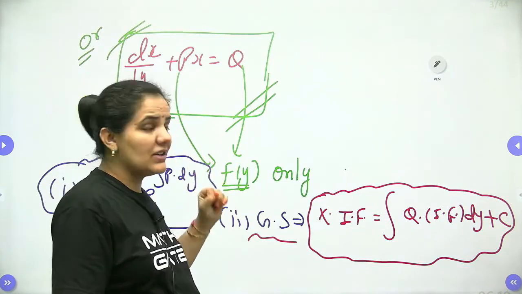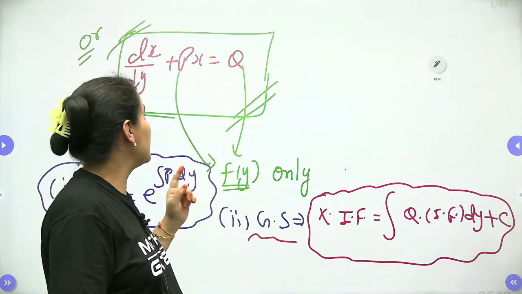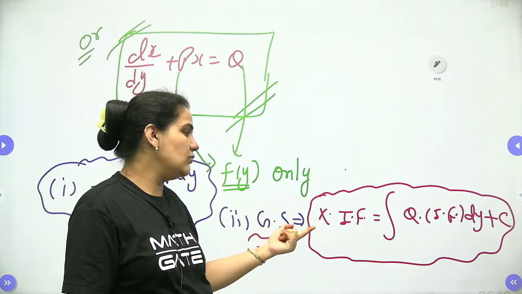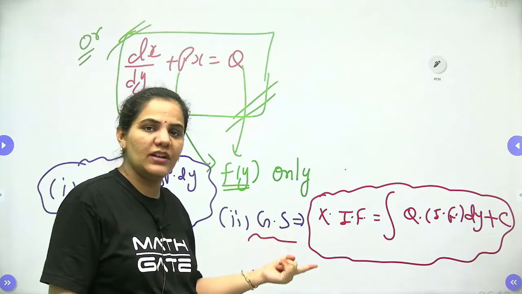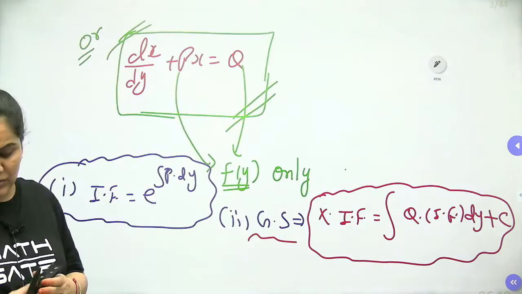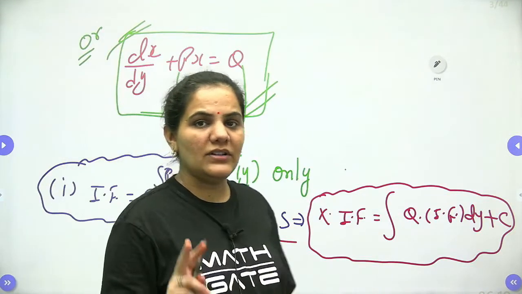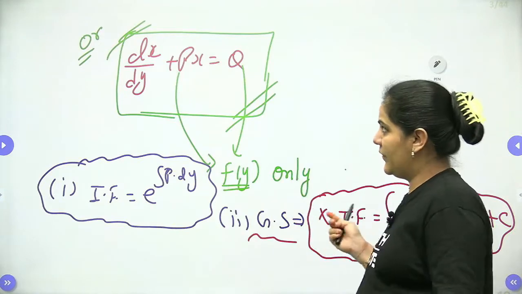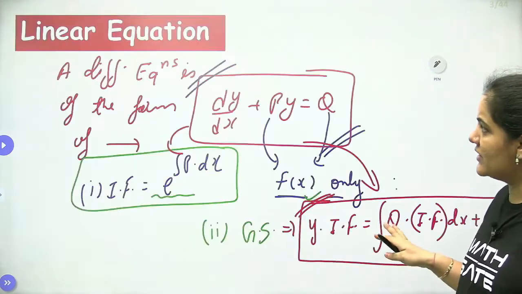But when we have a differential equation in the form of dx by dy plus px is equal to q, the general solution will be x into integrating factor is equal to the integral of q into integrating factor dy plus c. Okay guys, now I think you are getting my point. These are the only two patterns for the differential equation.